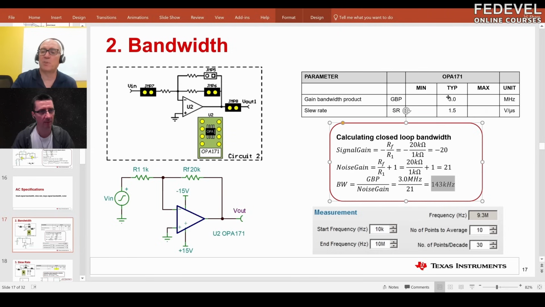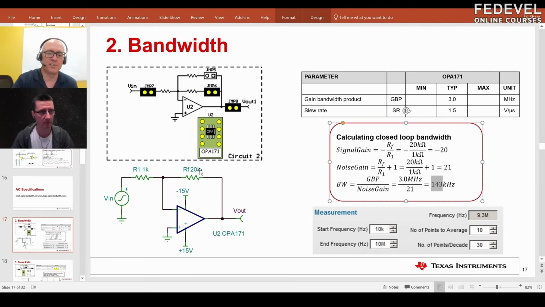So the gain bandwidth product is 3 megahertz, but the noise gain of the device is 21, and we end up with the actual bandwidth of 143 kilohertz. So that's an indication that you would want to make sure your signal frequency is less than 143 kilohertz. And what happens when we reach the bandwidth limitation for the amplifier is the gain starts to decrease.